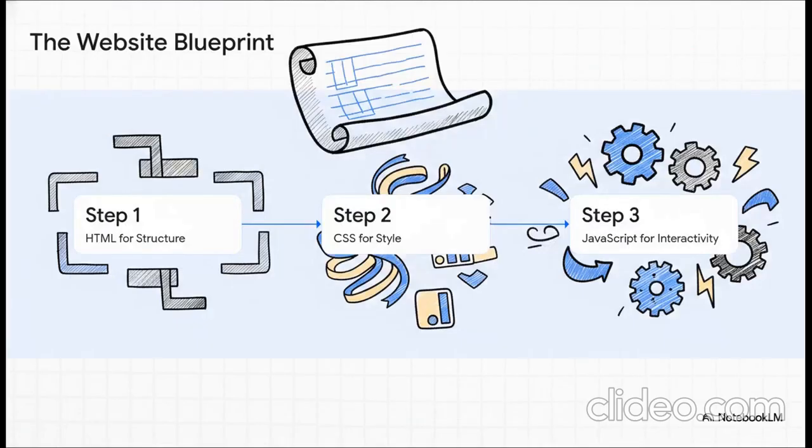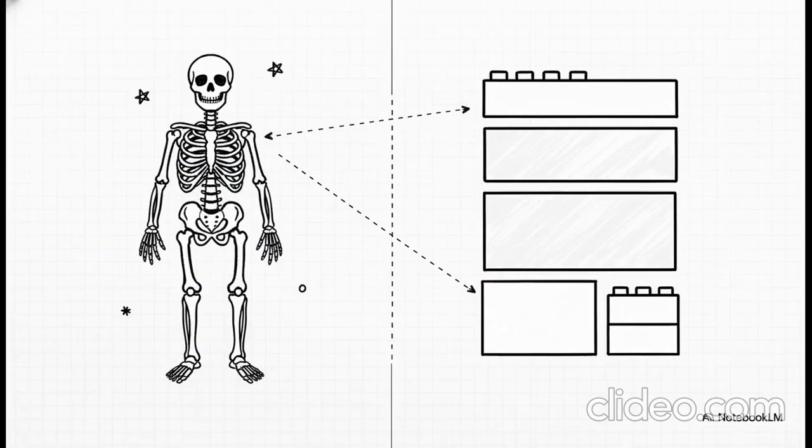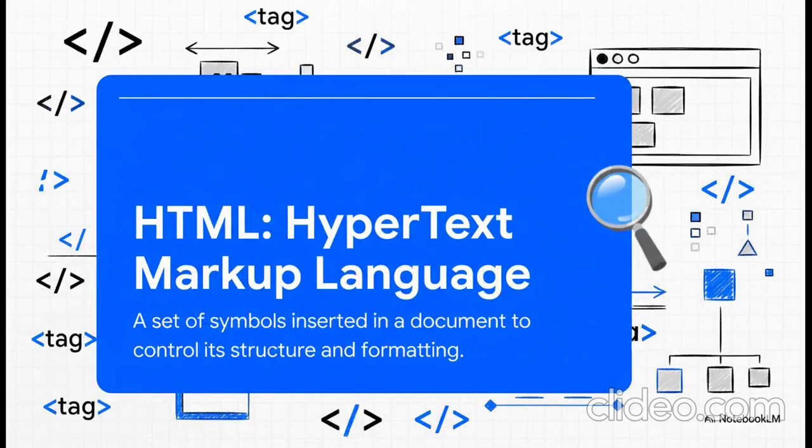Let's start there. So here's our blueprint: HTML for the structure, CSS for the style, and JavaScript for, well, everything else. First up, we need that skeleton. In our world, that's HTML. It gives the page its basic structure. So, how does it work?